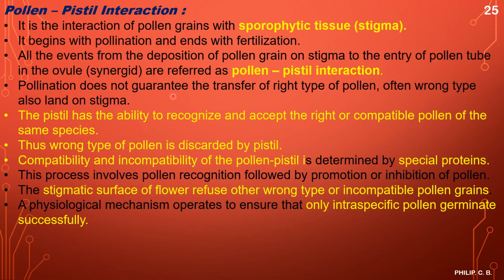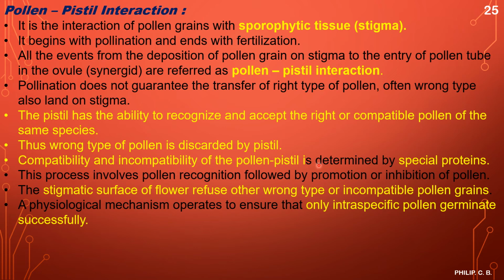So pollination does not guarantee the transfer of the right type of pollen. Often the wrong type also lands on the stigma. So the pistil has the ability to recognize and accept the right or compatible pollen of the same species. That is why the name is pollen pistil interaction, because the pistil recognizes the pollen which is of the same species, or compatible. If it is compatible, it will recognize and accept; or else it will reject. Thus, the wrong type of pollen grain is discarded by the pistil.